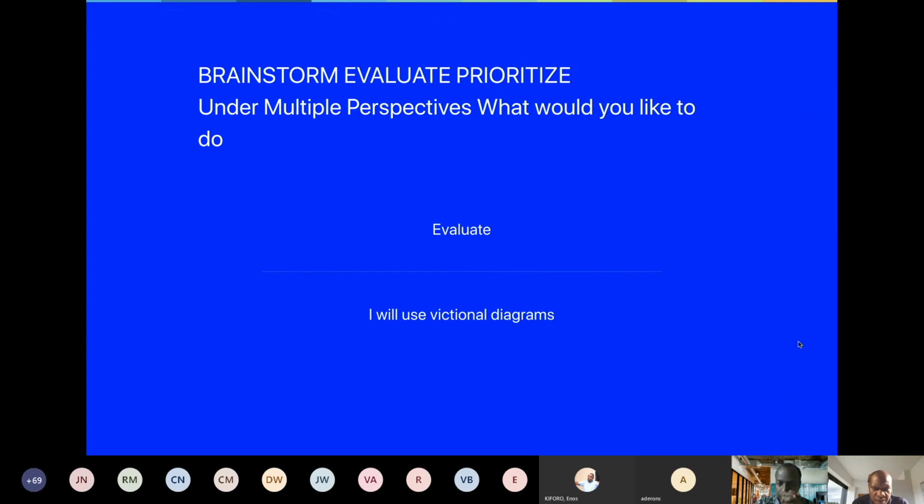I will use pictorial diagram. I think it's pictorial diagram. I'm not sure what it means. What are you going to do under multiple perspective? And please read what your colleagues are writing. I'll ask open-ended questions. Thank you very much.